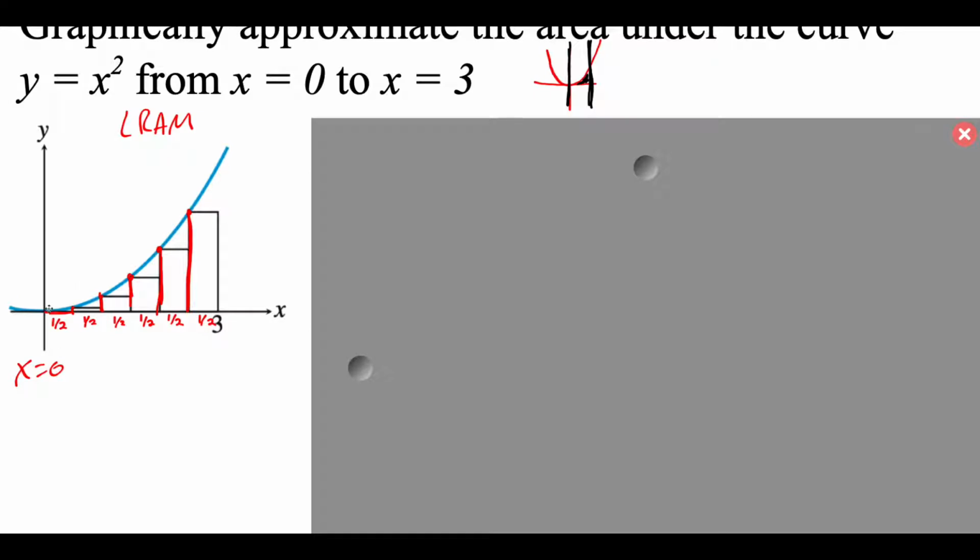Now, to find the height of that rectangle, I would take 0 and plug it into my function. And if I take 0 squared, I'm going to get a y value of 0. So as we look at calculating the area of this first rectangle, we know that its width is 1/2, and we know that its height is 0 from that y value. So that's going to give us an area of 0 for that first rectangle.